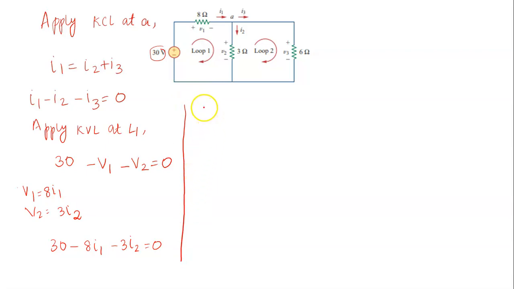Now, we are going to apply KVL in loop 2. I am considering L2 as loop 2. We are going to see the current direction. It moves in this direction. So in this resistor, it is from plus to minus, so it can be written as V2. And in this resistor, the current flows in this direction, so it is plus to minus, so it is minus V3 is equal to 0. So it can be written as V2 is equal to V3.